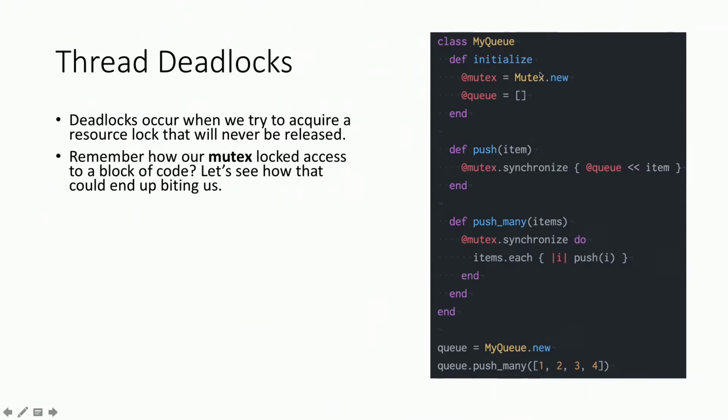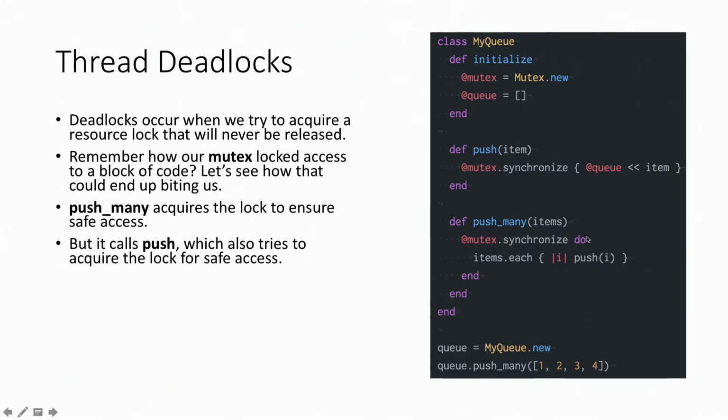Well, here's an example. We've got a mutex. We're going to add what we'll just call a queue. It's just an array. We have two methods. This one pushes many items. It locks. Push many acquires a lock to ensure that we have safe access to adding many items. So if we call push many, all the code in there executes as a lock, so only one person can do it. But if you notice, it also calls push. It uses push to add items to the queue.